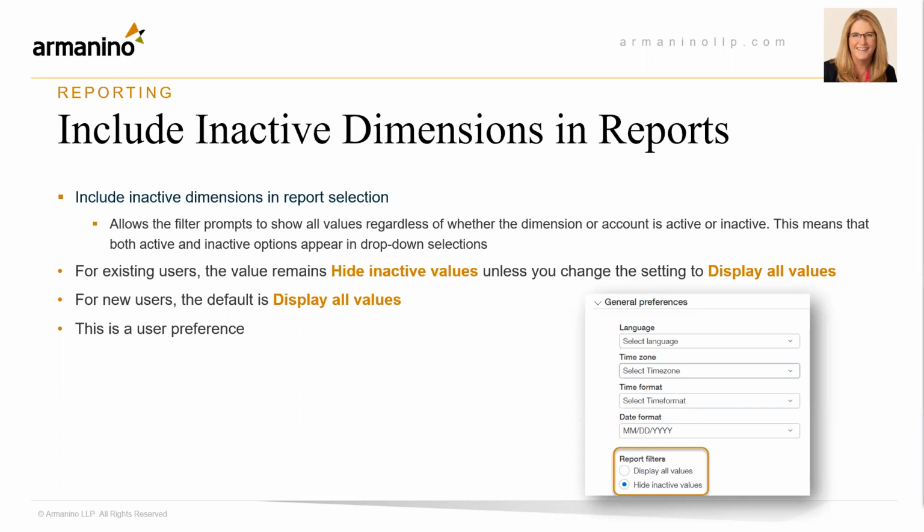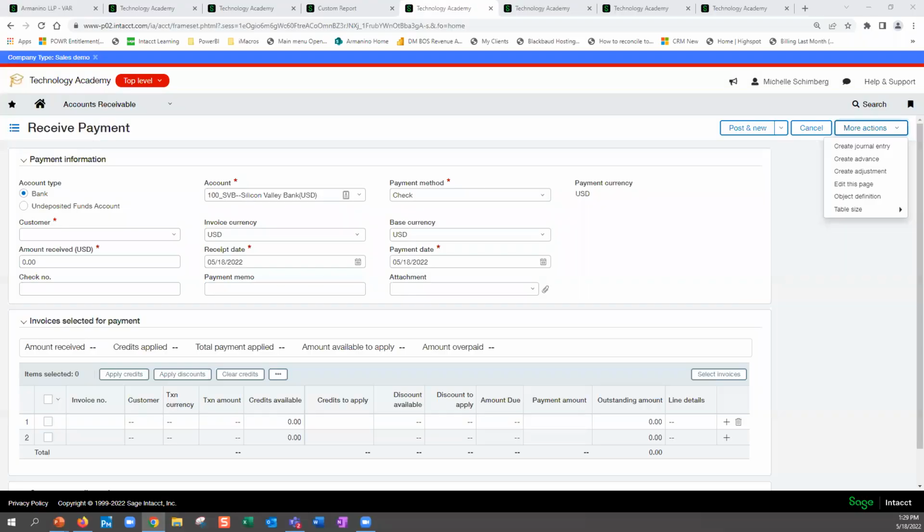Now, this is a choice. I will show you how to do this. It's set up for you. For existing users, the value will remain hide inactive values unless you change the setting to display all values. And for new users, the default is display all values. This is a user preference, as I said. So let's go see where you change that.